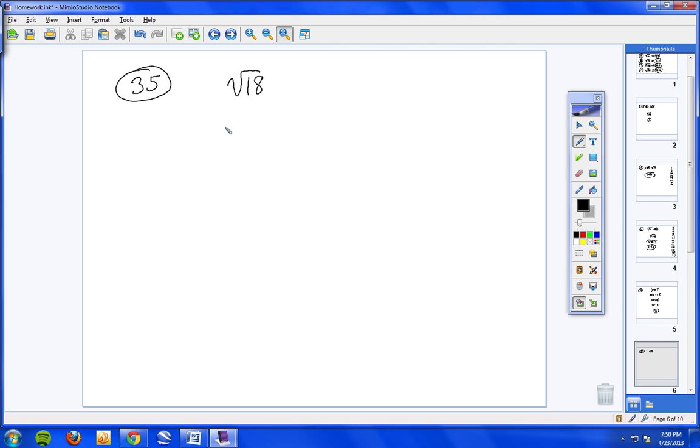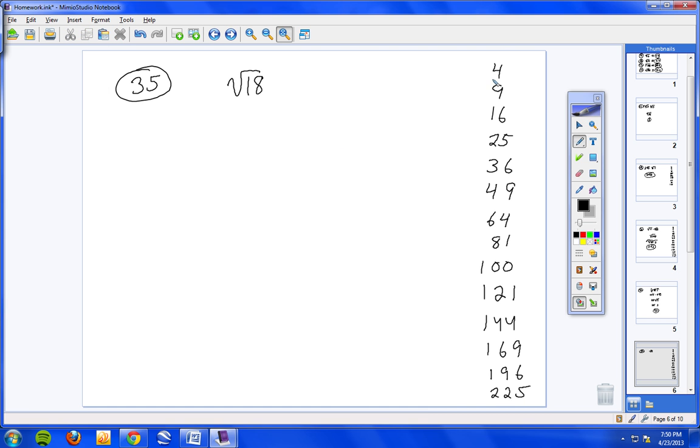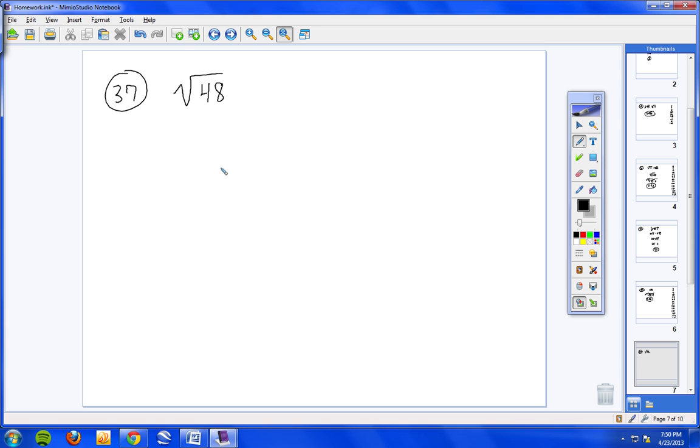Square root of 18. They want us to simplify these. Well, let's put up our list here. There it is. And I do see a number that goes into 18. It's 9. 9 goes into 18 evenly, so 9 times 2 is 18. I know the square root of 9, so cross it off. Put a 3 on the outside. So your answer is 3 square root of 2. All right, moving on. Number 37.